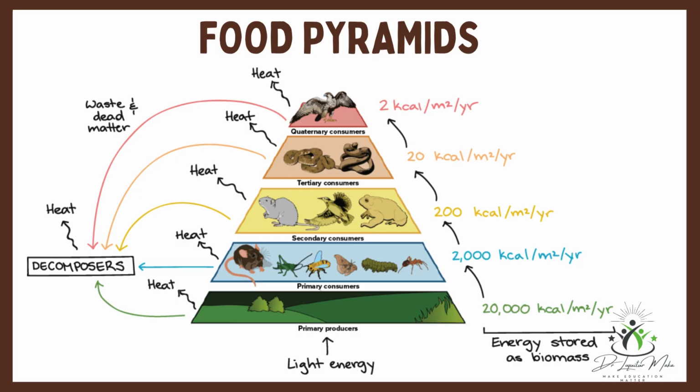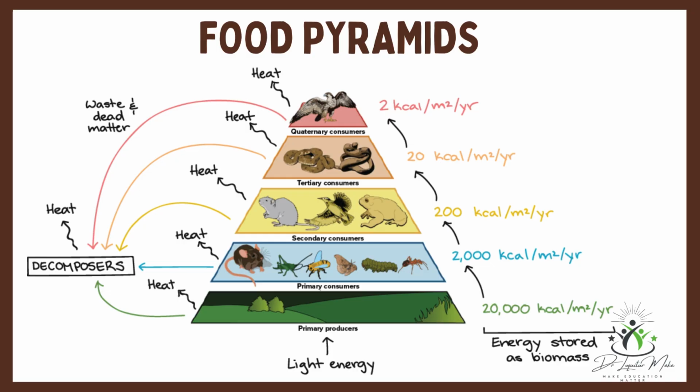But now, the higher it goes up, the lower the number of the population in each level, obviously, because they are consuming each other, right? And then now there is the pyramid of biomass.